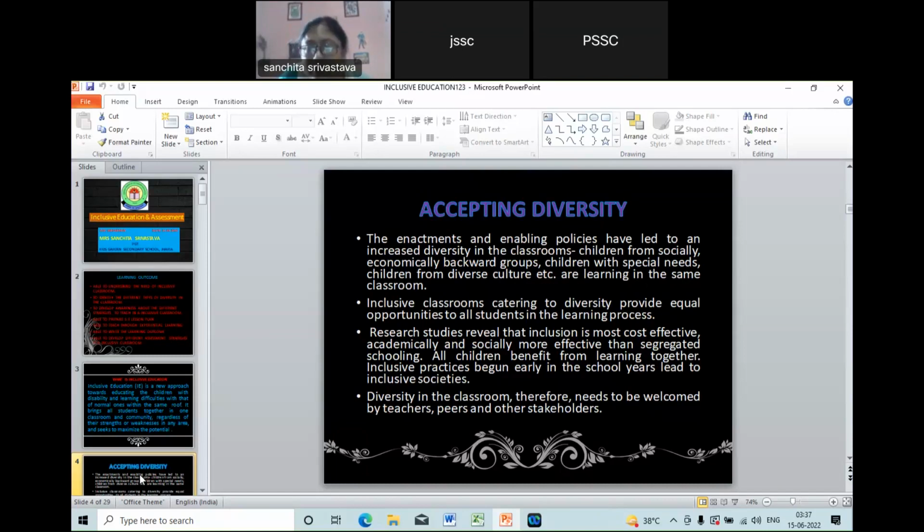Now, an inclusive classroom basically caters to diversity, and it provides equal opportunities for all students in the learning process. That means when we are taking all the children together in mainstream education, we are giving them equal opportunities. Research studies have revealed that inclusion is most cost effective, and academically and socially more effective than segregated schooling. All children benefit from learning together. Inclusive practices begun early in the school years lead to an inclusive society. Now here you see, earlier we had special schools for special children.